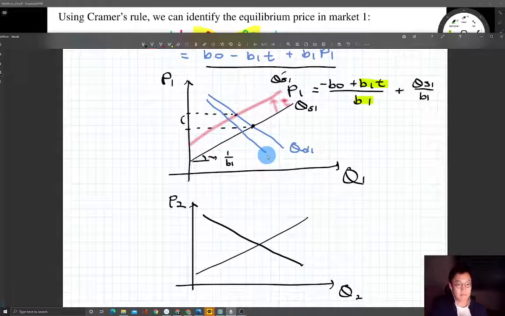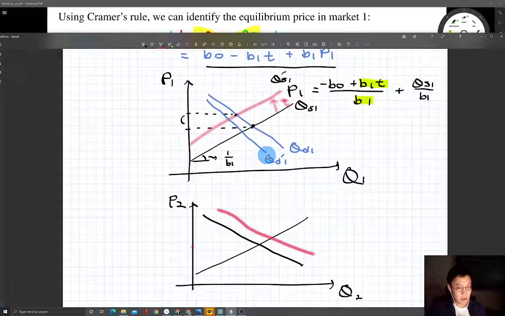QD1 prime. And then that will affect demand for good 2. That will go up. So we can see that the price of good 2 also increases.